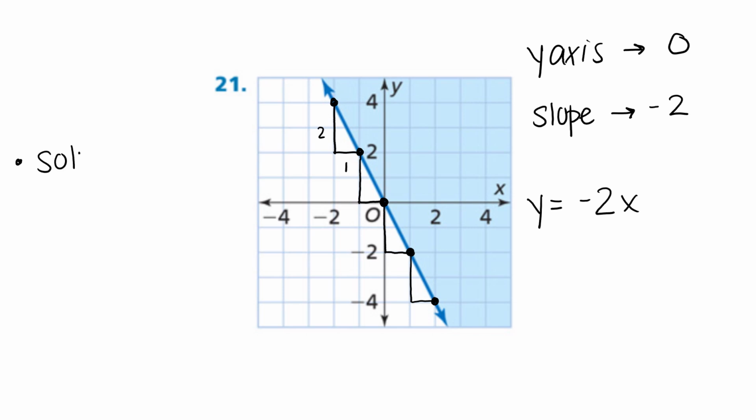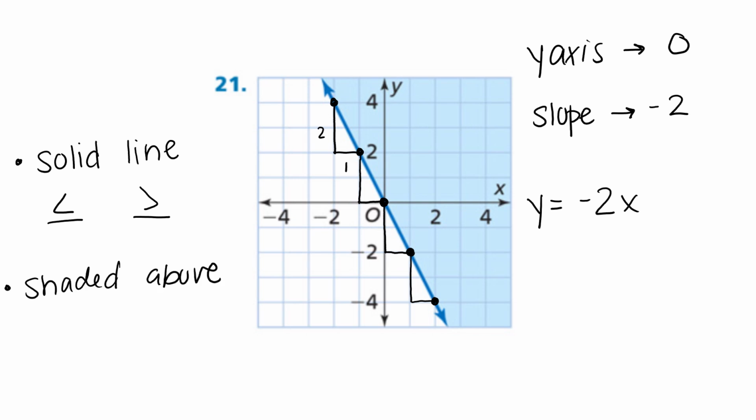Step 2 tells us that it is a solid line, meaning we are going to include the equal symbol in our values. Step 3 tells us that it is shaded above the line, which means we want the greater than symbol. So our final equation is going to be y is greater than or equal to -2x.